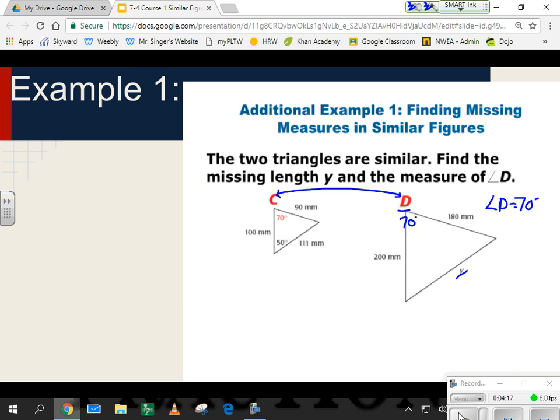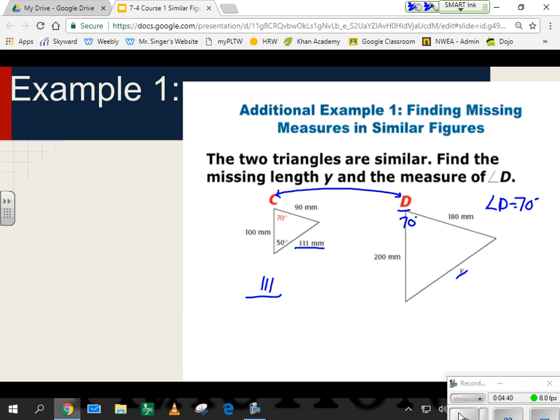But now we have to set up a proportion to solve for Y. What I always do is start with the side where we're missing the length, and create a ratio. So I'm going to go from left to right. The small number will be its corresponding side, which is 111.